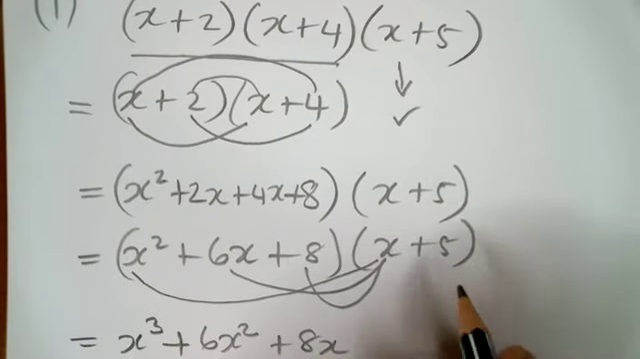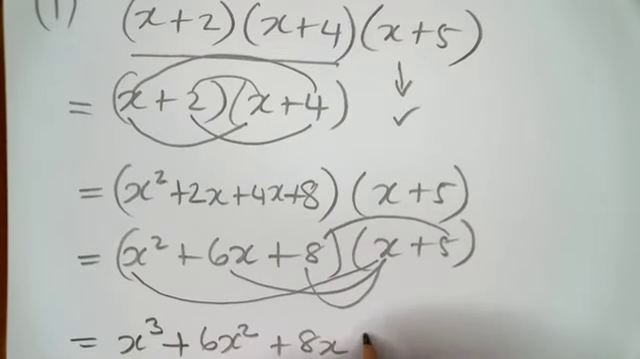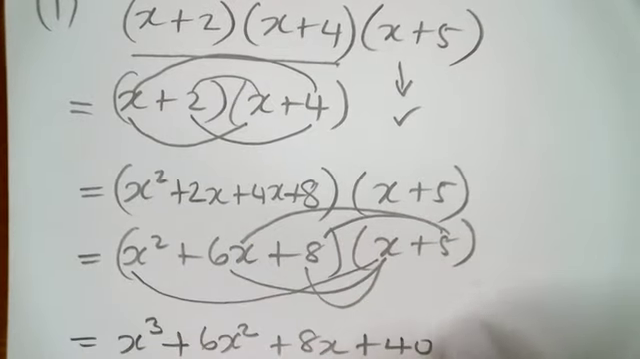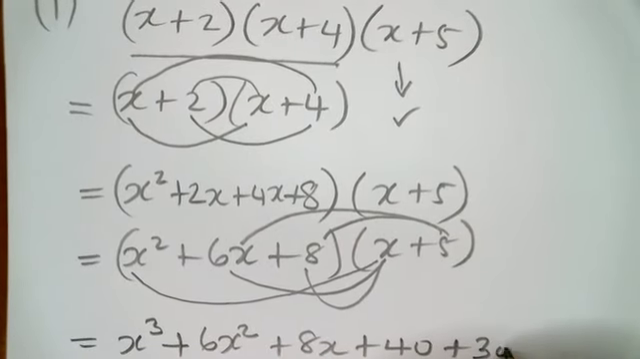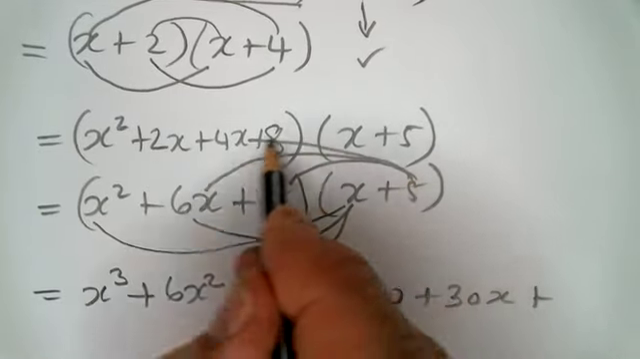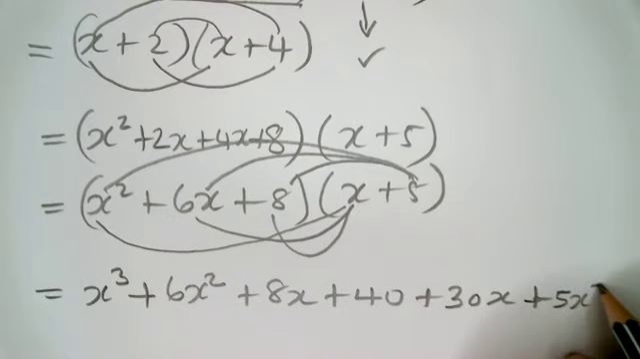Now the next bit is to do the 5. So 5 times 8 is 40. So I'm going to go plus 40. 5 times 6x, well, 6 5s are 30, so it's going to be 30x. Oops, getting off the screen here a bit. Plus 5 times x squared is going to be plus 5x squared.